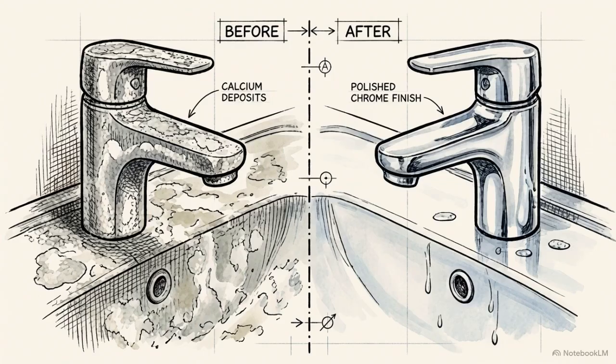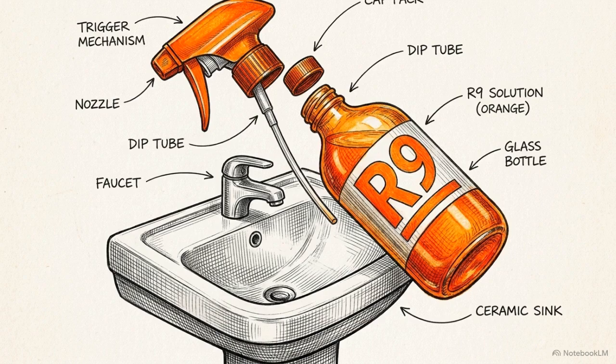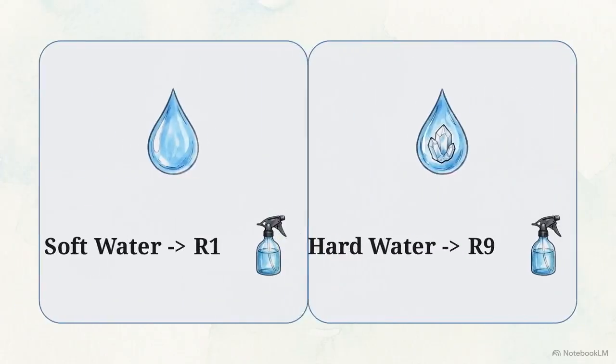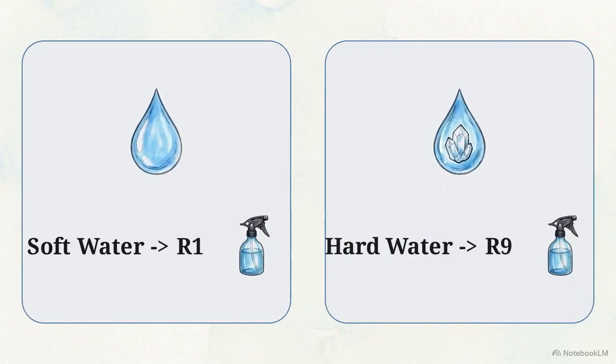This split screen shows the difference. On the left, lingering hard water spots. On the right, a clear surface achieved by using R9. R9 is an escalated, stronger substitute engineered specifically to cut through heavy grease and hard water scaling that R1 cannot touch. Diagnosing your local water hardness dictates whether you stock your housekeeping cart with R1 or R9.